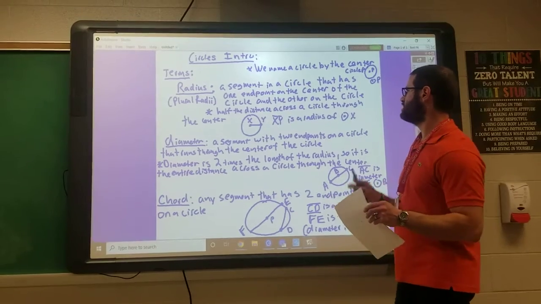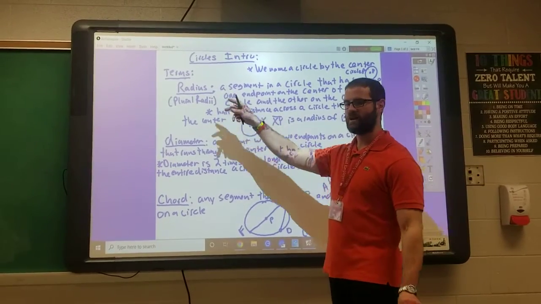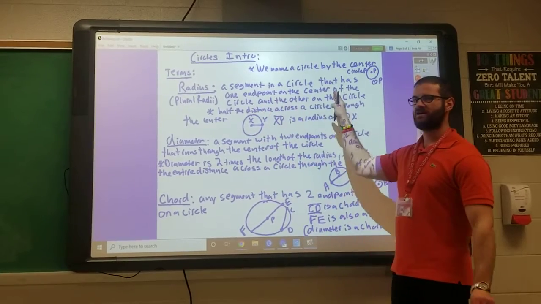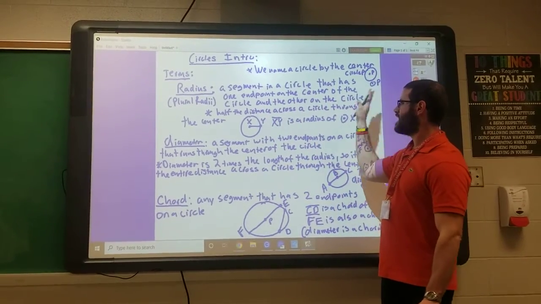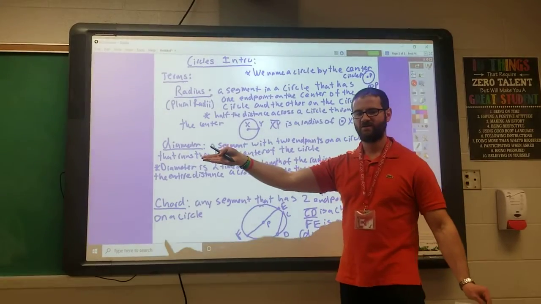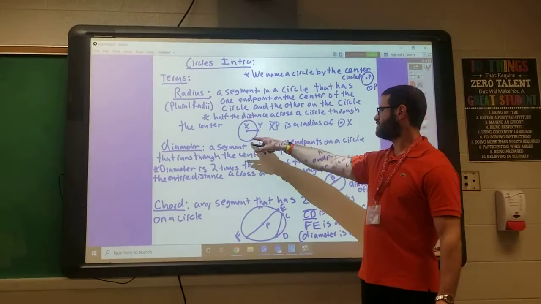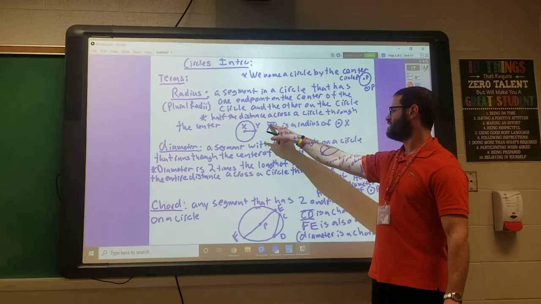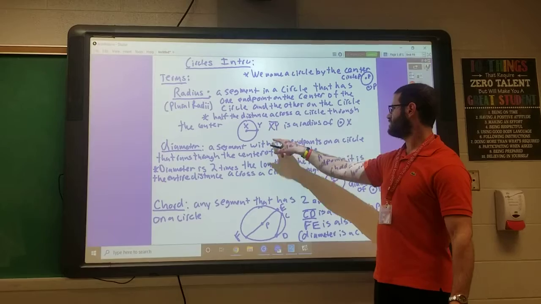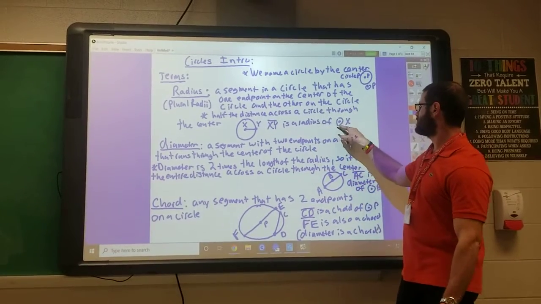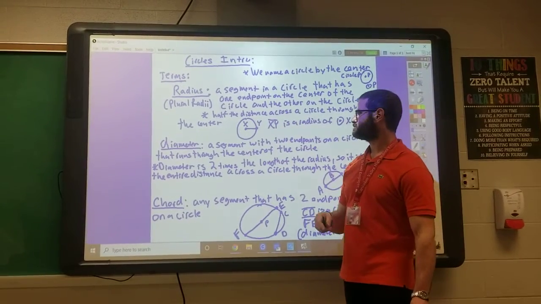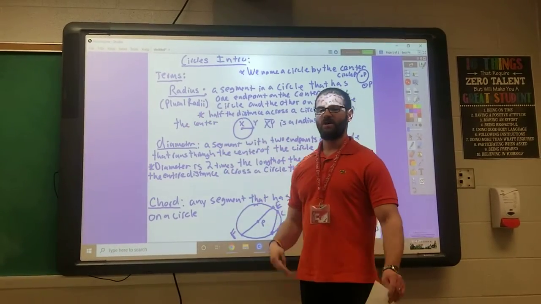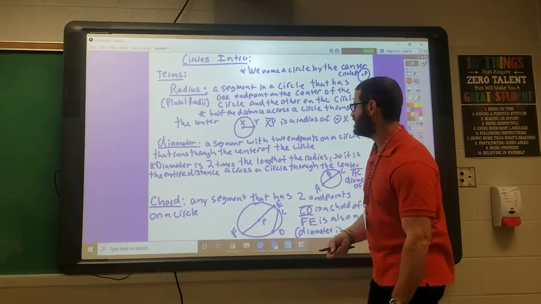Some terms related to a circle. A radius, what's a radius? It's a segment in a circle that has one endpoint on the center of the circle and the other on the circle. So this is basically half the distance across the circle through the center. Like segment XY, that would be a radius of circle X, since X is the center. You might also see the term radii, which is just the plural of radius.